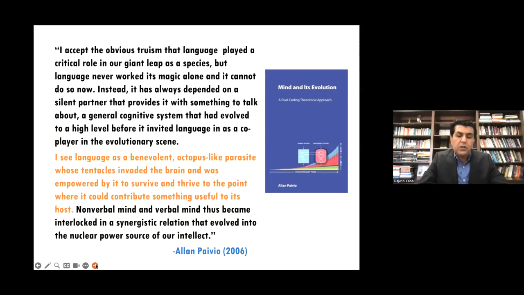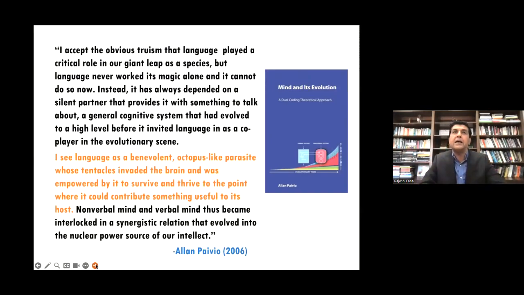So this beautiful quote is trying to explain what we were discussing earlier in terms of the origin of reading, right? What Paivio talks about is a theory he proposed called dual coding theory, which proposes that language and thought are interconnected. And what he says here is, language is like a benevolent octopus-like parasite whose tentacles invaded the brain. So language didn't have a space in the brain to start with. Just like we were talking about reading, you can easily substitute language here: language had to invade the brain like an octopus-like parasite and spread its tentacles to capture the space to take care of that function in terms of language processing.